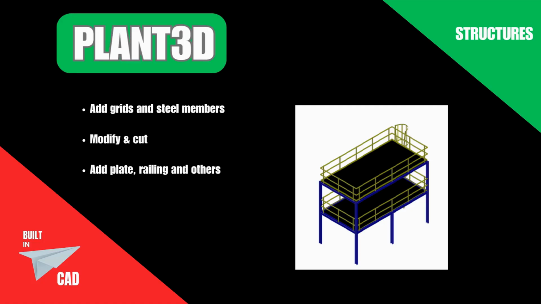So for today's video, I'm going to bring you a platform. We're going to be working with the structure module in AutoCAD Plant3D, and I'm going to walk you through how to add some steel members, some accessories, how to work with that, how to modify them. And just stick around because at the end, I'm going to give you a pro tip on how to work with steel.